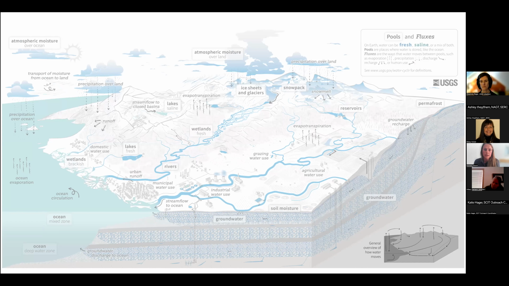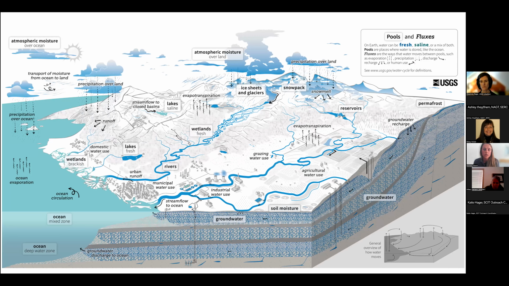We also represent key pools and fluxes. We determined which pools and fluxes to include based on peer-reviewed science. We made sure to include key fluxes and pools that are often omitted from other diagrams, as Charlotte mentioned. Some of those fluxes were ocean circulation and precipitation over the ocean, and some of those pools were wetlands, permafrost, soil moisture, and especially groundwater. The pools and fluxes shown here are defined on the Water Science School website.